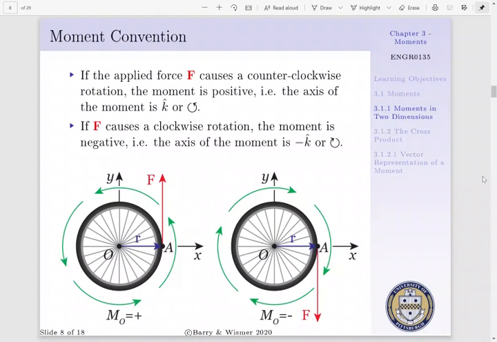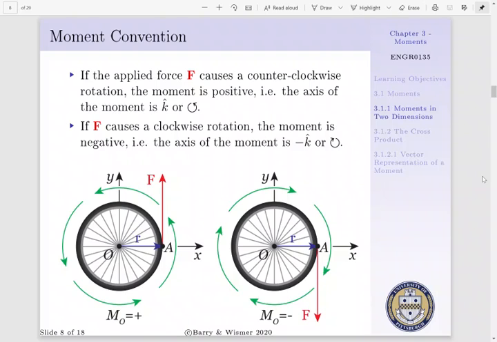If our applied force causes a counterclockwise rotation, like we saw in our example, our moment is positive, i.e. our axis of rotation is going to be the k-hat direction, and we're going to designate this as a counterclockwise arrow. If F causes a clockwise rotation, our moment is negative. That is, our axis of rotation is a negative k-hat direction, or we use a clockwise arrow.